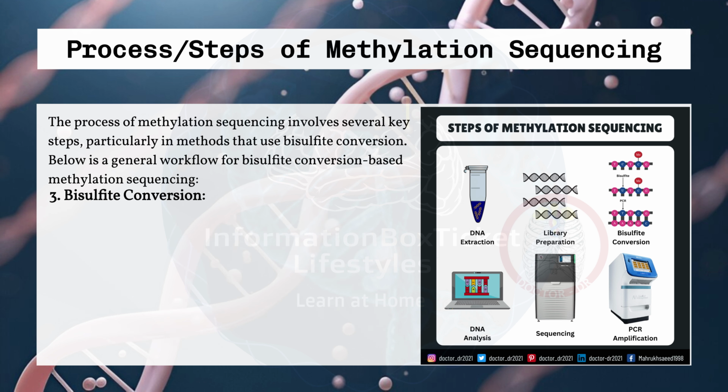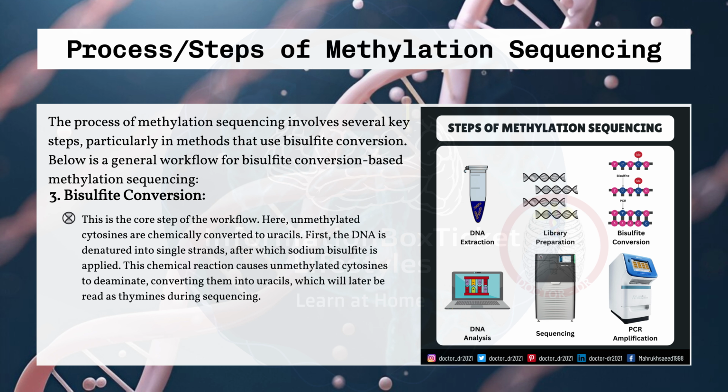Third, bisulfite conversion. This is the core step of the workflow. Here, unmethylated cytosines are chemically converted to uracils. First, the DNA is denatured into single strands, after which sodium bisulfite is applied. This chemical reaction causes unmethylated cytosines to deaminate, converting them into uracils, which will later be read as thymines during sequencing.